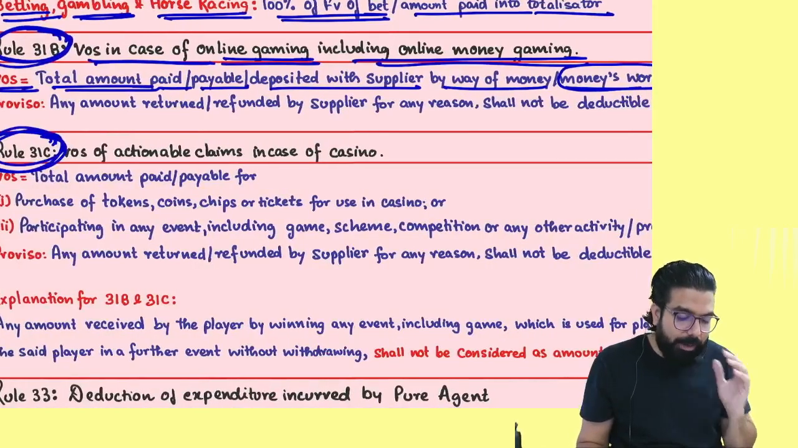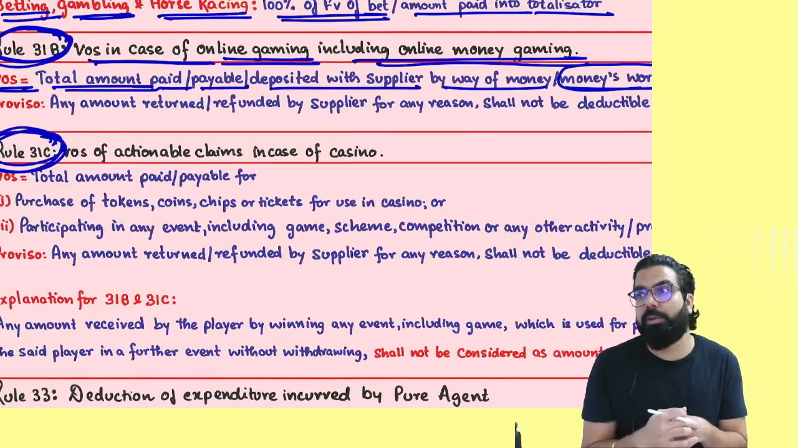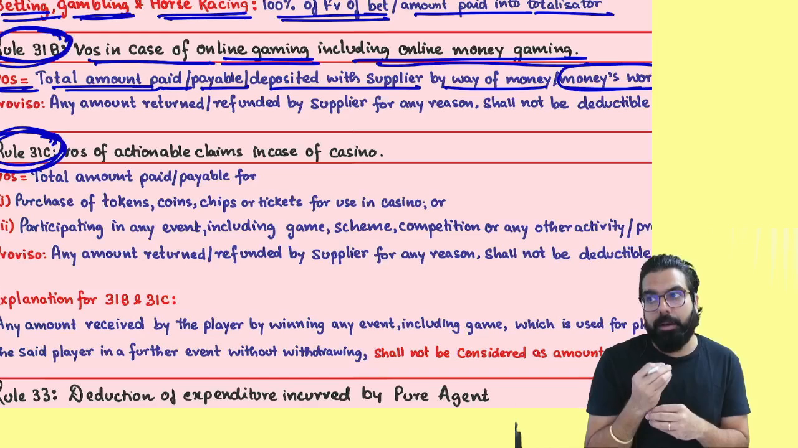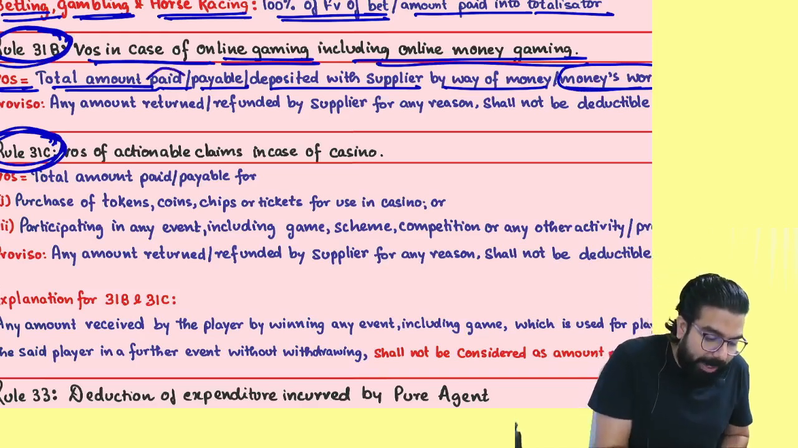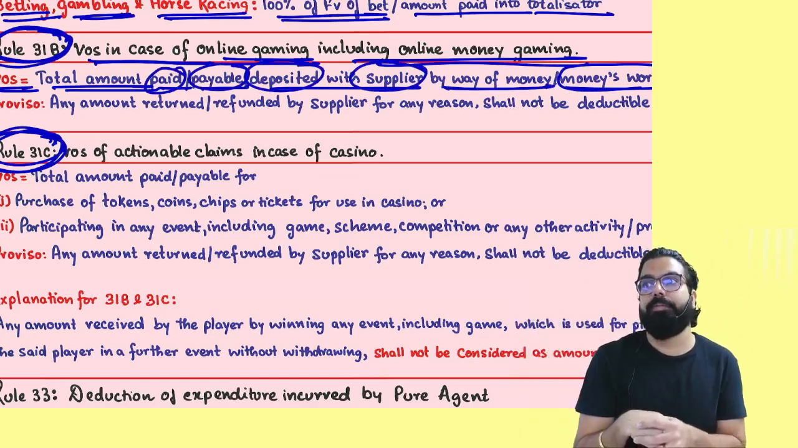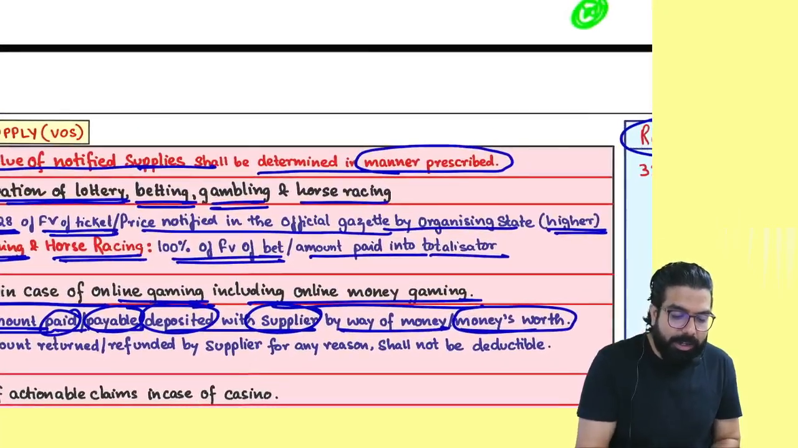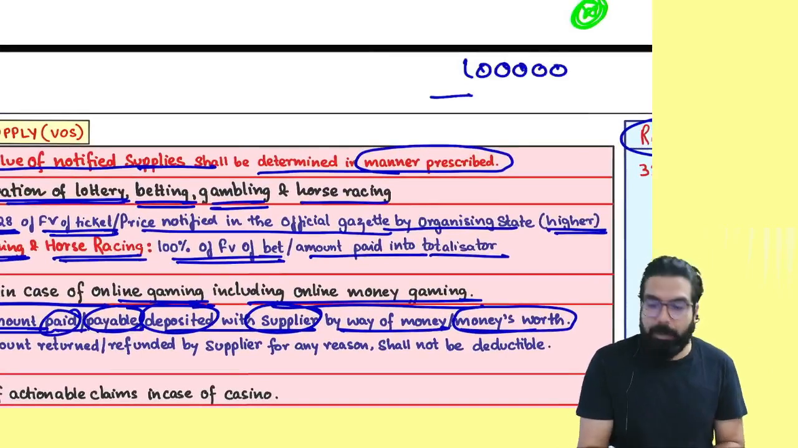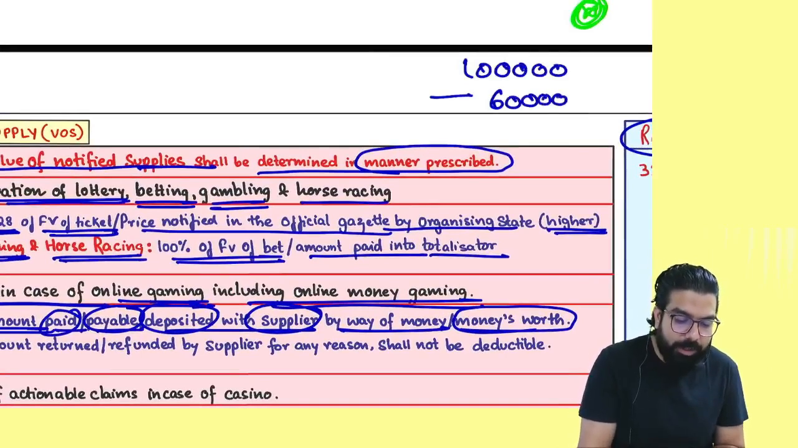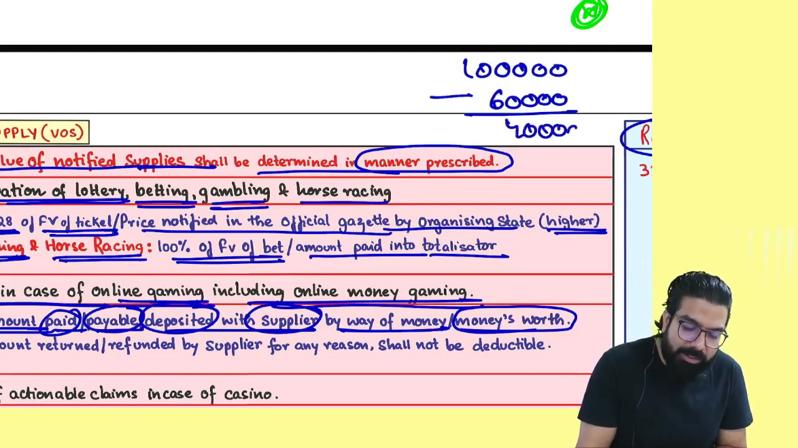Everyone over here, tell me one thing. I am one person, I am allowing people to do online money gaming. Can you tell me what will be my value of supply? The amount which you have paid me, the total amount paid or payable or deposited with the supplier by way of money. So you paid me 1 lakh rupees. What is the value of my supply? 1 lakh rupees. Are we all clear till here? Now you know what happened. You gave me 1 lakh rupees. Out of the 1 lakh rupees, you played only for 60,000 rupees. You paid only for how much? 60,000 rupees. Can you tell me 40,000 rupees? I returned it to you.